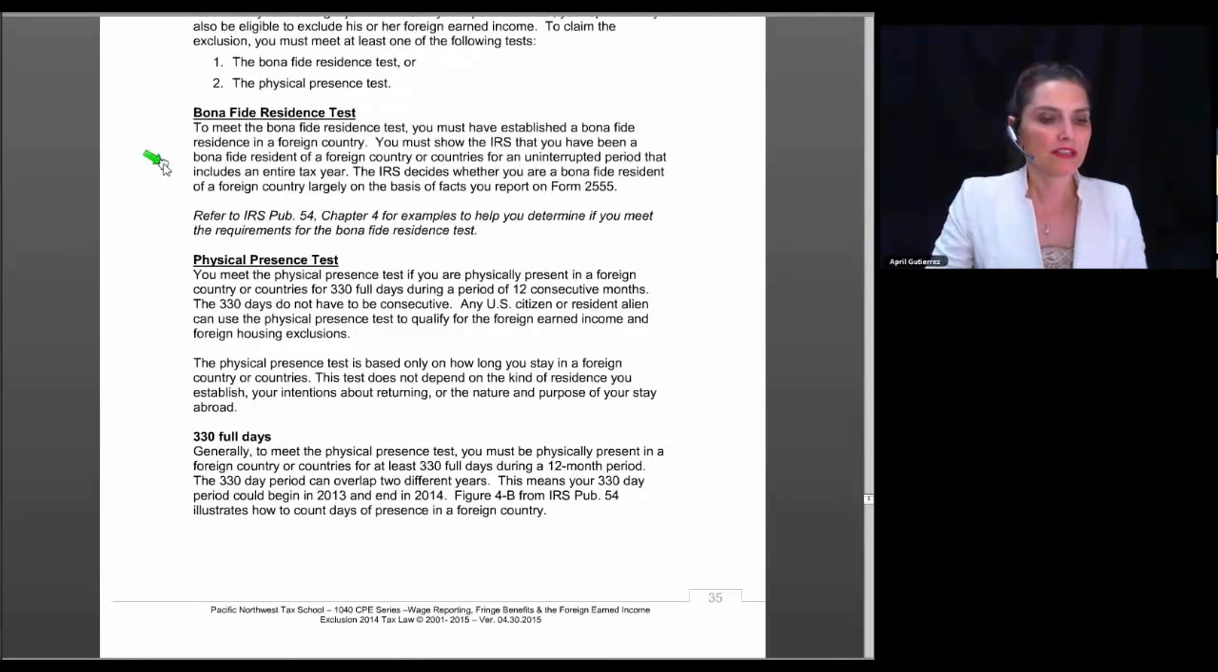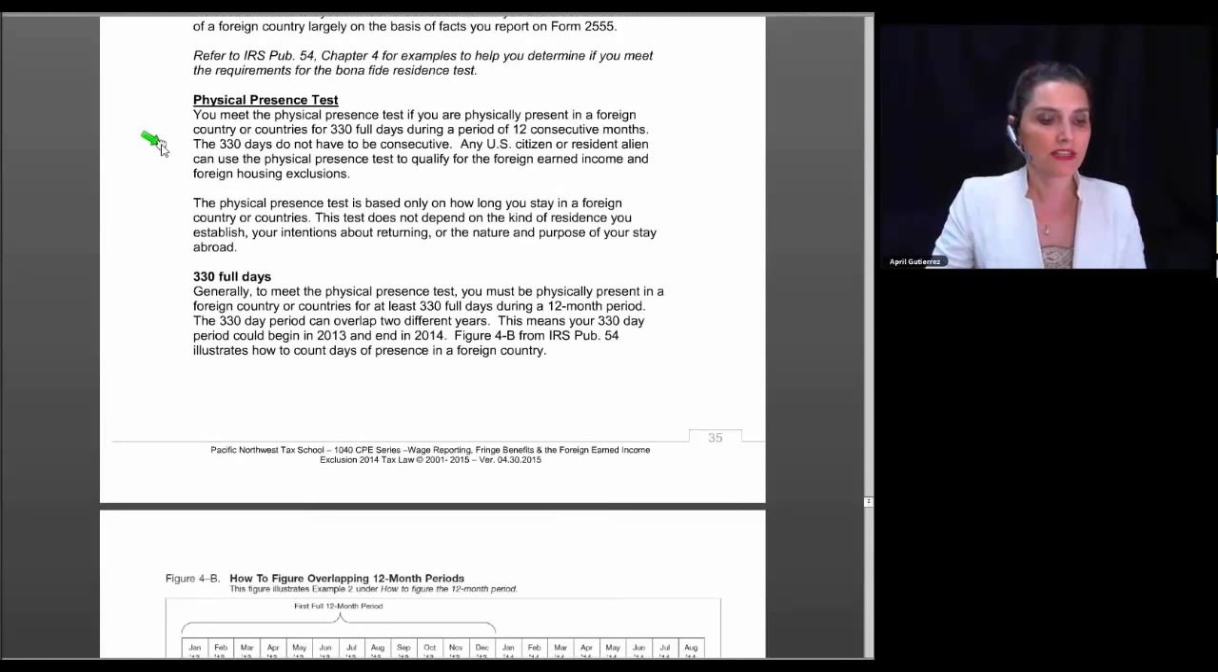The bona fide residence test is simply saying you were a bona fide resident of that foreign nation for an uninterrupted period that included an entire tax year. For the physical presence test, you can show you were outside of the United States for 330 full days during a 365-day period. The days don't have to be successive. You can come and go. And in addition, you don't have to show that you were outside of the country on business. You could have been outside of the country for vacation or any other reason.